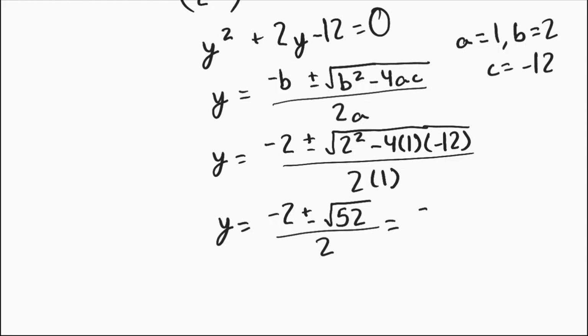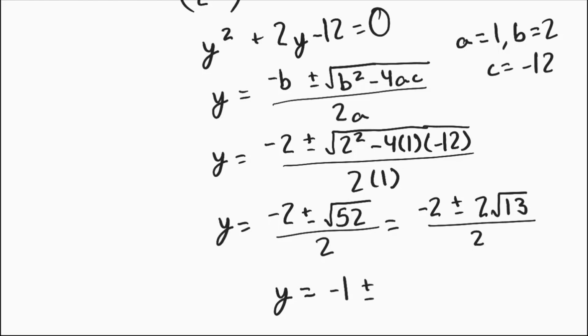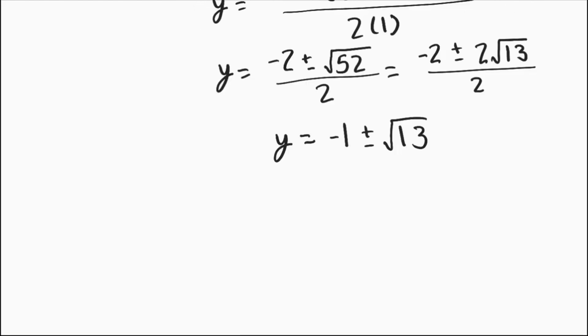Now that simplifies to y equals negative 2 plus or minus the square root of 52, over 2. And that is just negative 2 plus or minus 2 root 13, over 2. Now we can divide this all by 2 to get y equals negative 1 plus or minus root 13. Now, if we remember earlier, we said y is equal to 2^x. 2^x cannot be a negative value, so the negative value does not work in this scenario. So it's just y equals negative 1 plus root 13.